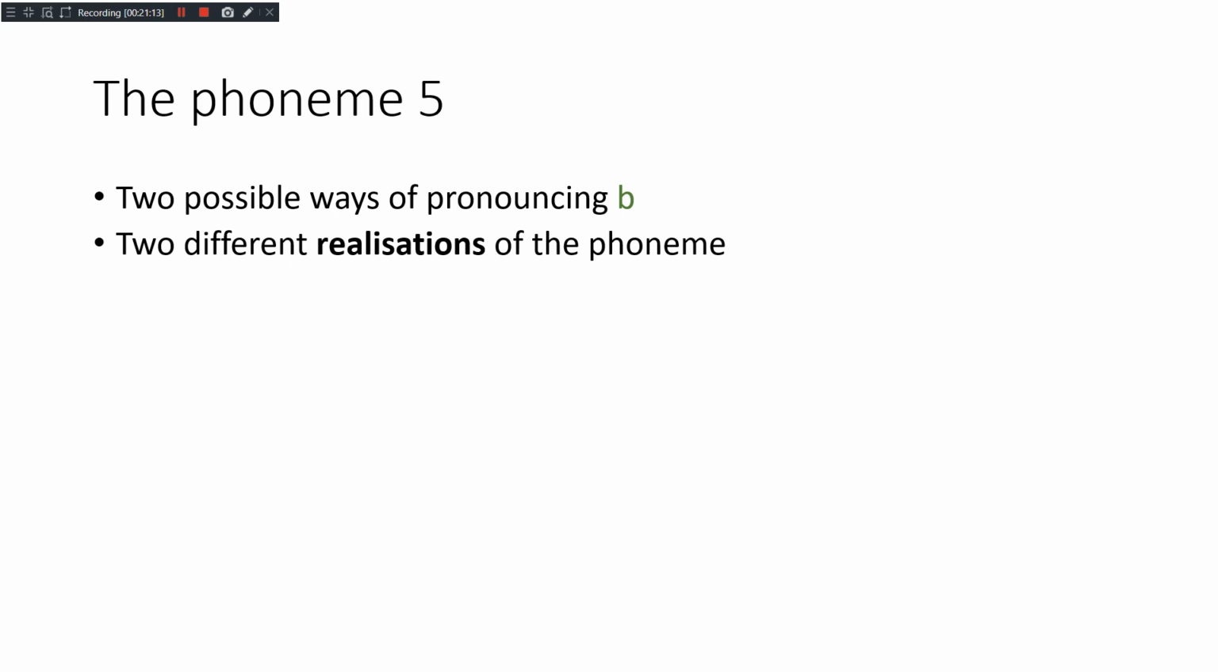These two different ways of pronouncing b are called two different realizations of the phoneme. When the abstract sound is made real, a realization means to make something real, to give it a physical appearance. And in that case, sound is also a physical phenomenon, so it is made real in the form of sound.